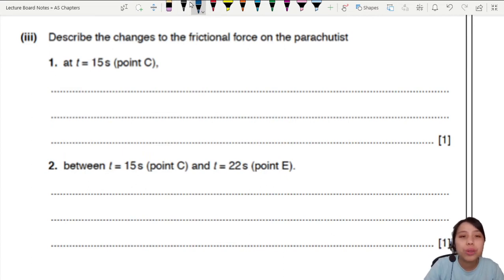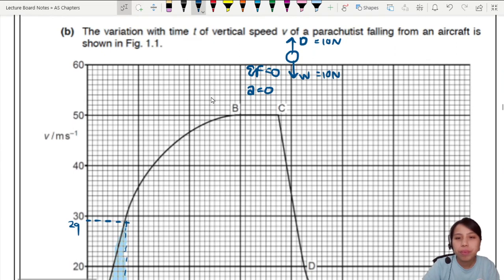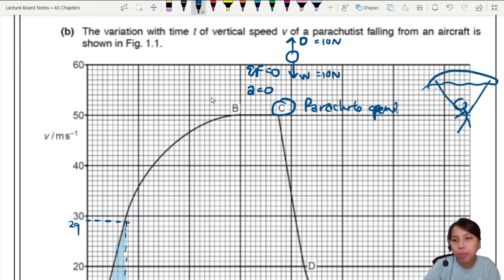Okay, sure. So changes to frictional force at C. At C, what's happening at C? At point C, it's a sudden drop in velocity. That is because that's the moment where your parachute opens. The person is like, yay, I pull the string. Then the parachute opens up. Boom. That's already a drop in velocity.